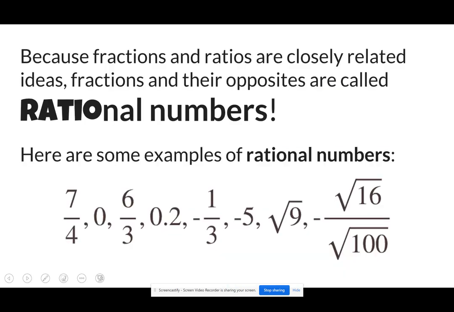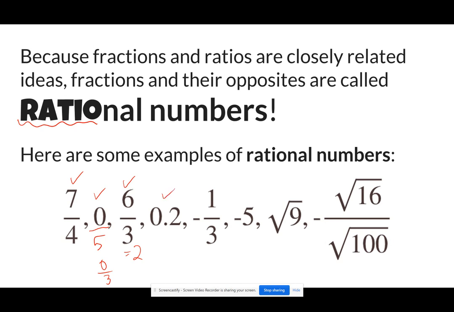So let's look at some rational numbers. It says up here, because fractions and ratios are closely related, fractions and their opposites are called rational numbers. And you can see the word ratio in that word. Here are some examples of some rational numbers. We have 7/4. You can see that is a fraction, so this is a rational number. 0, which could also be written as 0 over 5 or 0 over 3 or 0 over anything, so this is a rational number. 6 over 3, that is a fraction. We know it's also equivalent to 2, so that is a rational number.